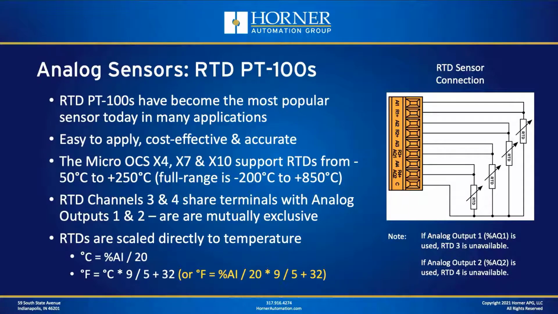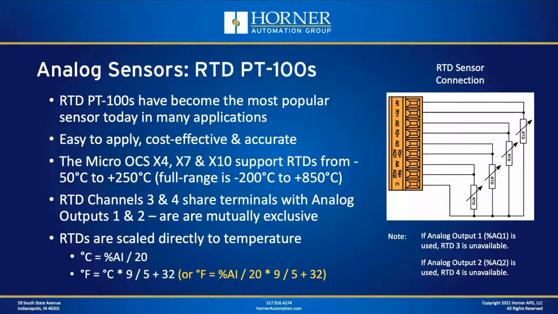Now, the Micro OCS can support up to 4 RTD channels per system. However, RTD3 and RTD4 share terminals with analog output 1 and analog output 2. So if you're going to be using analog output number 1, then RTD3 is not available. If you're going to be using analog output number 2, RTD number 4 is not available. Just be aware of that.